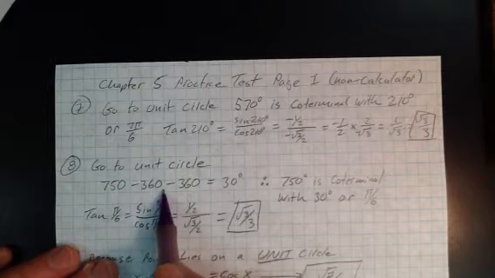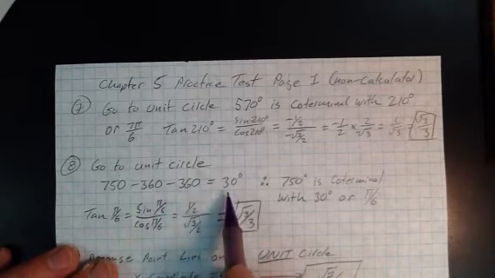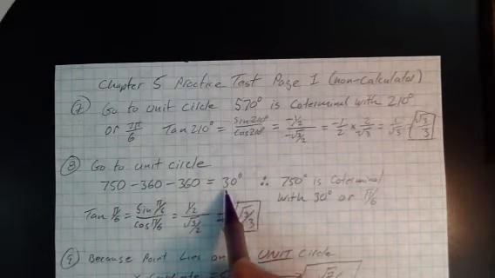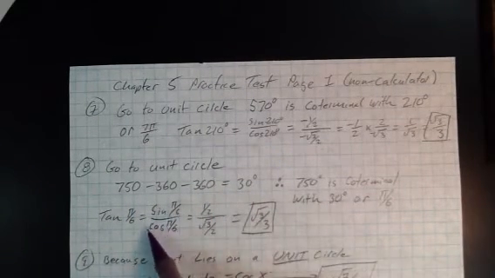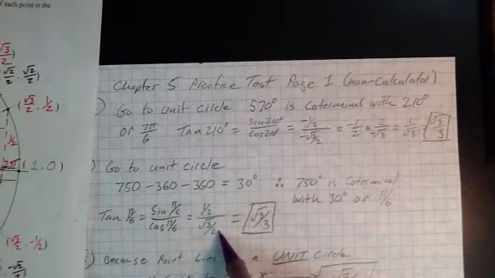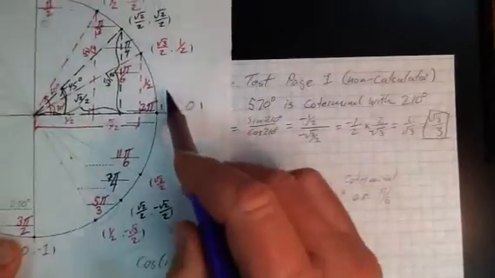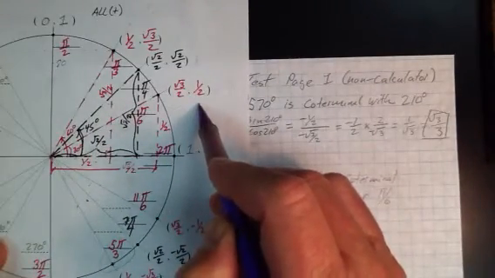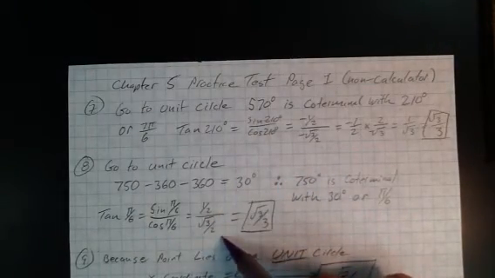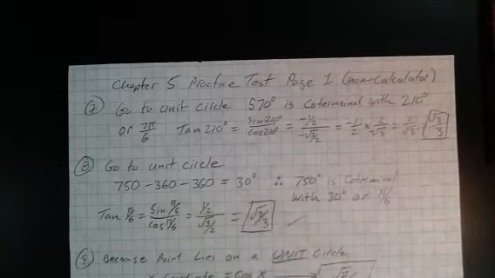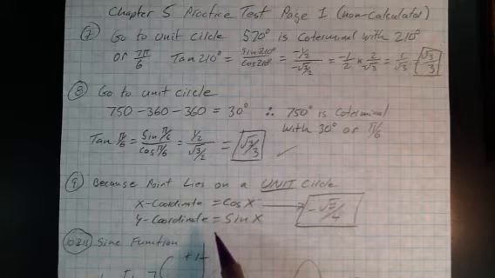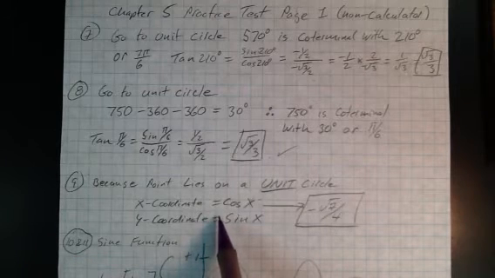I just found it easy to count or subtract or do whatever you need to do. That's coterminal with 30 degrees, or pi over 6. Tangent of pi over 6 is the y-coordinate divided by the x-coordinate at pi over 6. As you can see, if you don't know your unit circle, you're sunk. All right, so I do my math, rationalize my denominators. There's my answer.